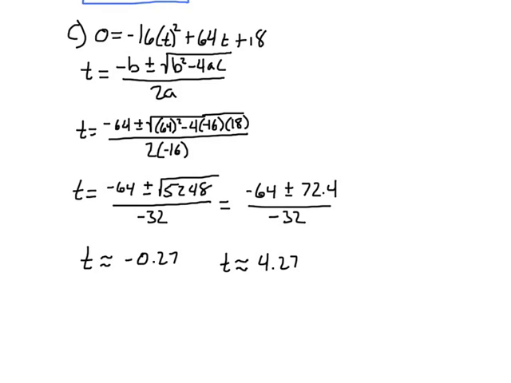Well, do both of these answers work? Why not? Okay, but why can't we have negative time? Can't go backwards in time. This ball cannot land on the ground 0.27 seconds before we throw it. That does not make sense. This one does not make sense. The answer is 4.27 seconds.